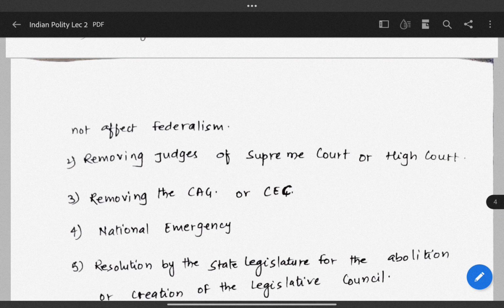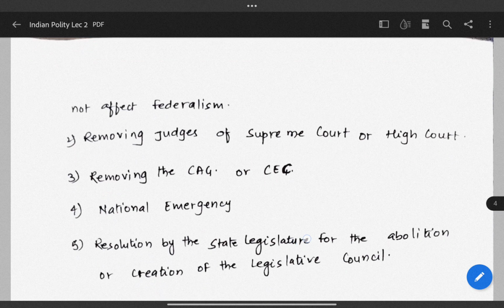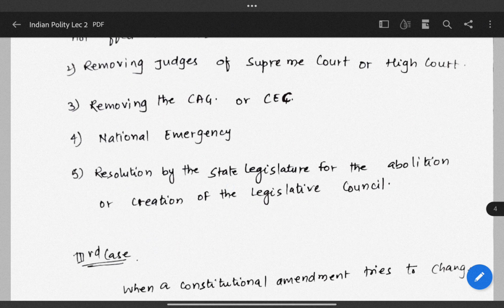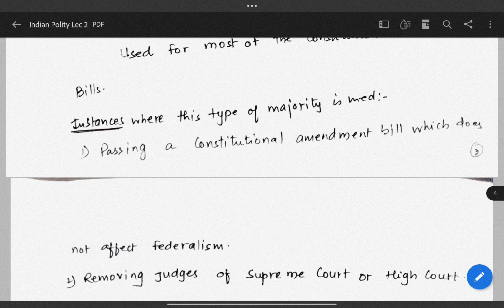Second, removing judges of the Supreme Court or High Court. Third, removing the CAG or CEC, where CAG is the Comptroller and Auditor General and CEC is the Chief Election Commissioner. Fourth condition is the national emergency. The fifth and last condition is a resolution by the state legislature for abolition or creation of a legislative council.